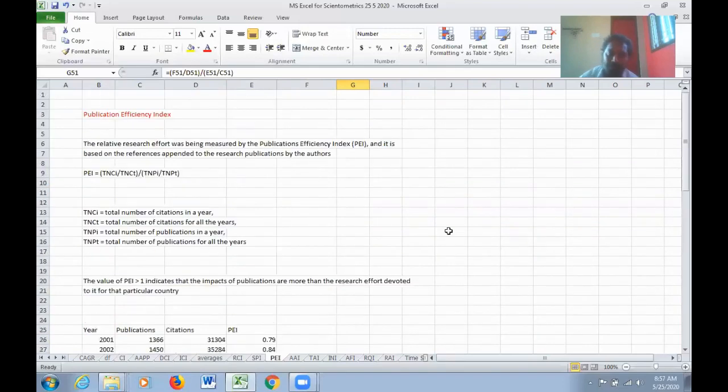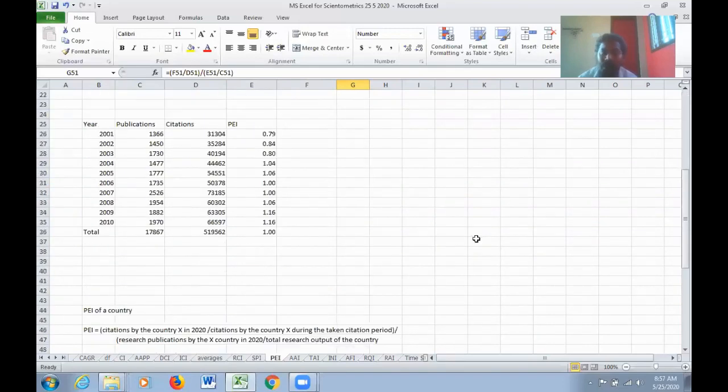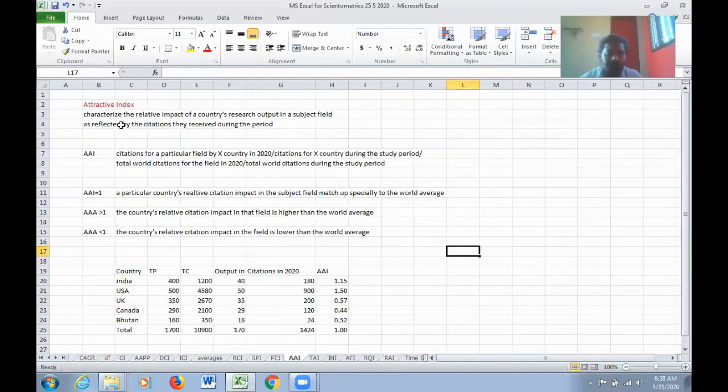We can create one table for authors, one table for countries, and one table for the year-wise publication efficiency index of a particular discipline or a particular author or a particular institution. So you can do all those kinds of calculations. Let me go to the next one.